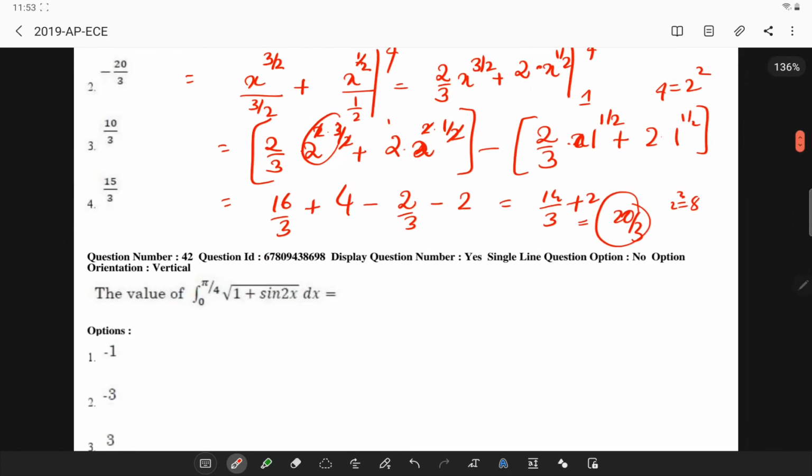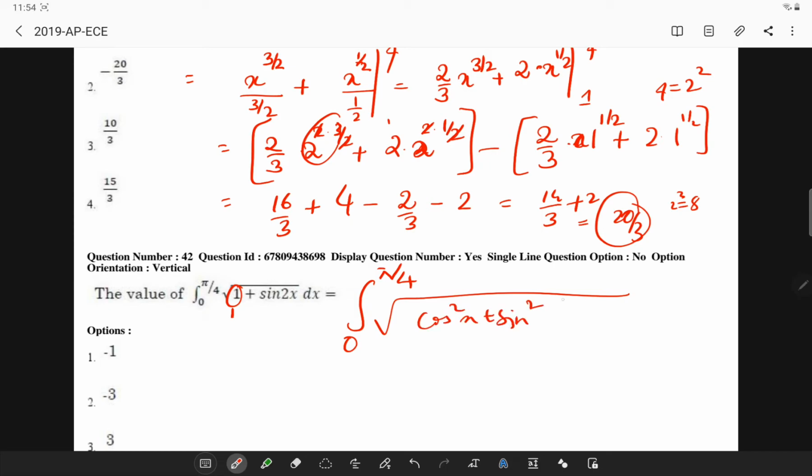So the next question is again related to integration. So here immediately by seeing the question you must get an idea of writing it in the form of 0 to pi by 4. Here 1 can be written as cos square x plus sin square x, and this sin 2x can be written as 2 sin x cos x dx.